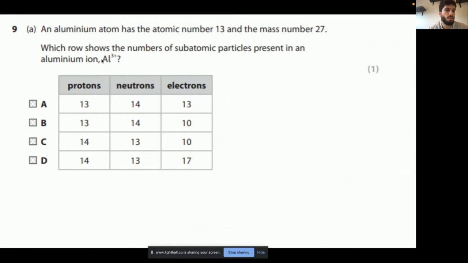Okay, let's think about this. An aluminium atom has the atomic number of 13. So therefore, I know an aluminium atom is going to have 13 protons, 13 electrons, and then the mass number is 27. So 27 take away 13 is 14. If I just read that information and skipped that, I'd be like, so 13, 14, yeah, A. But wait a second, let me read this. Okay, so here's the question. That was just information. Which row shows the numbers of subatomic particles present in an aluminium ion, Al3 plus.